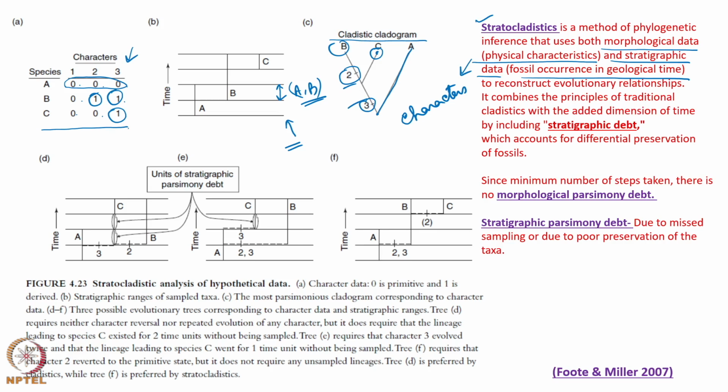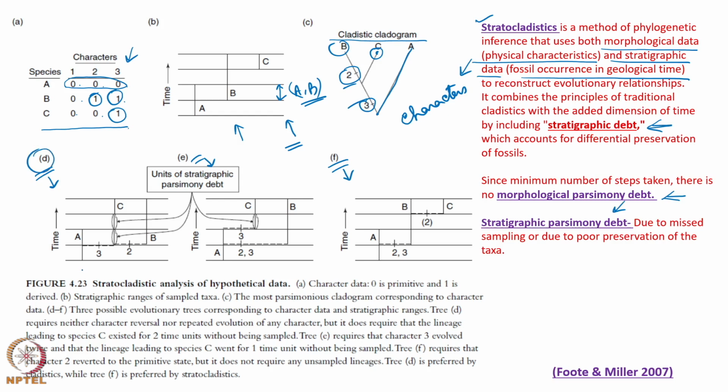Now, keeping in mind that the stratigraphic position of the units is also to be taken care of while explaining the evolution, the tree can be constructed in different possible ways, such as figure D, figure E and figure F. Here we will be introduced to the concept of stratigraphic data, morphological parsimony data and stratigraphic parsimony data. We will come across them one by one. Let us start with figure D.